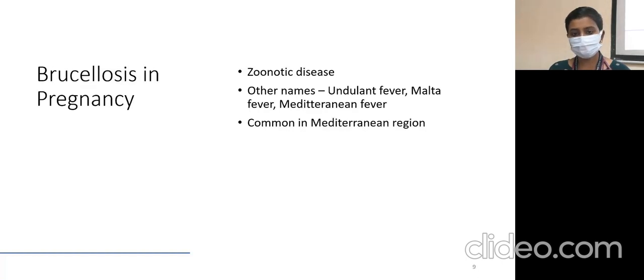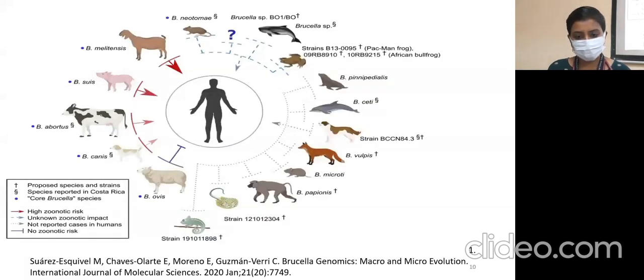Coming to brucella, it's a zoonotic disease usually spread from cattle. Other names for brucellosis are Andalusian fever, Malta fever, and Mediterranean fever because it's common in that region. Coming to the organism, it spreads the infection to human beings. The arrows marked in red are the high risk for this zoonotic infection. The goat, pig, cattle, and sometimes dog have the propensity to transmit the infection to human beings. Other species don't have the risk of zoonosis.